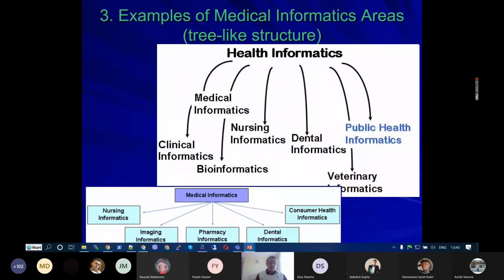Also, if we consider subfields and sub-areas under general medical informatics, we can display them in various forms, like descendant tree-like structures, where we can depict the relationship between different areas, specialties, and the medical health informatics, and what is different between health, medical, and clinical informatics, and even up to public health informatics.